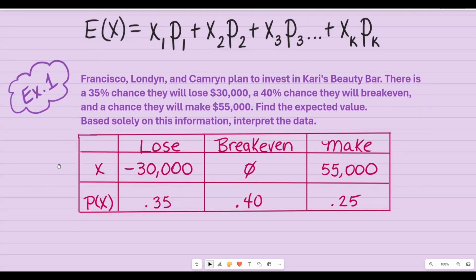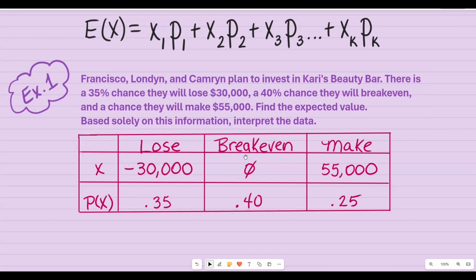Now that the table is set up, I made two rows, one for my X values and one for my probability of X values. As I stated earlier, in your formula you multiply your X values times the probability of X. For my lose column, this information came from the sentence that says there's a 35% chance they will lose $30,000. When I see the word lose, I automatically put a negative sign in front of the amount. I converted my percent to decimals by moving the decimal back 2 spaces to the left, and that's where this number is coming from.